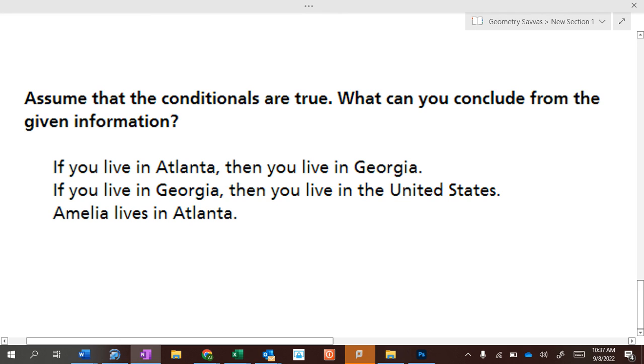If you live in Atlanta, then you live in Georgia. If you live in Georgia, then you live in the United States. Amelia lives in Atlanta. What do we know about Amelia? She lives in the United States.